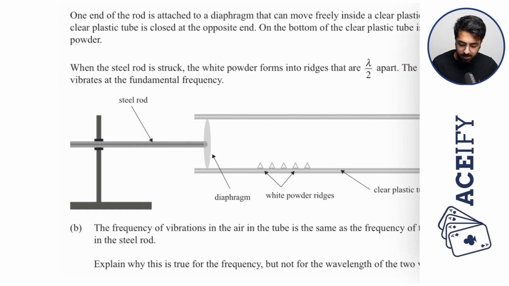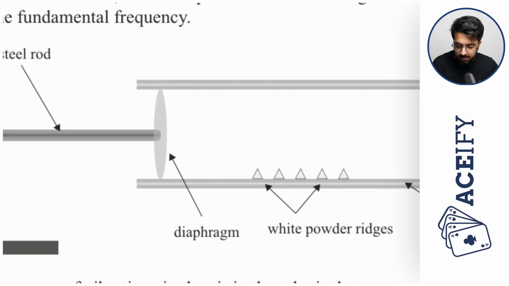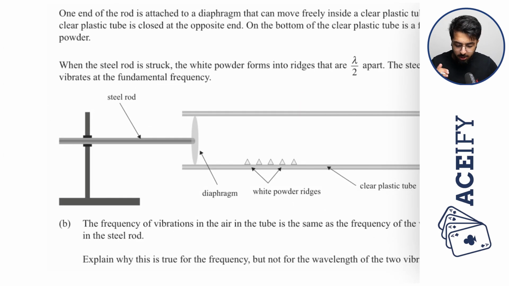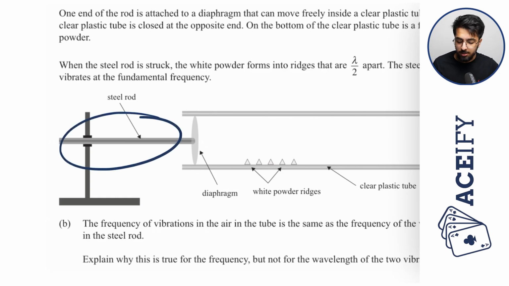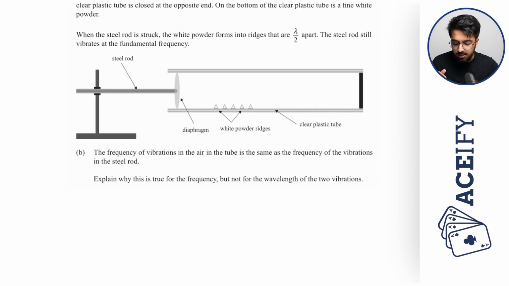Alright, so Clara strikes the steel rod, which then vibrates this diaphragm and therefore vibrates the air inside the tube. Because the rod and the diaphragm are attached like this, the frequency of both the rod and the air within the plastic tube is going to be the same, because the rate at which the rod is excited directly determines the rate at which this diaphragm, and therefore the air inside the tube, is excited. So that's why the frequency is the same.